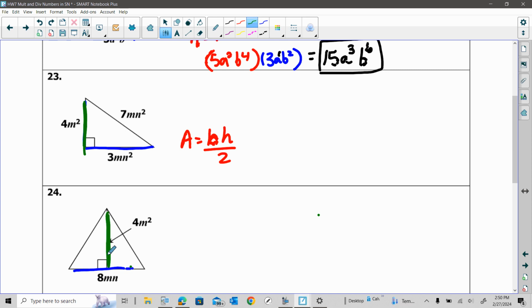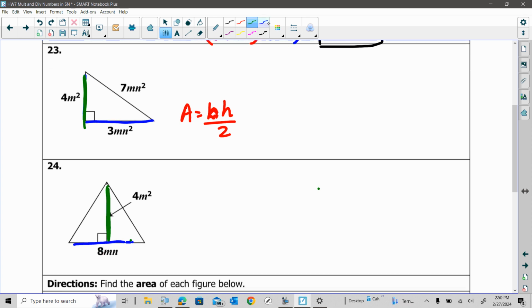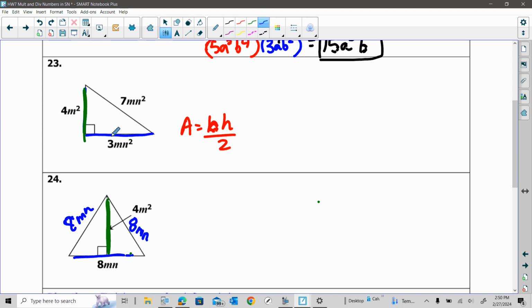Now on 24, they didn't do a good job on denoting this, but all the sides are 8mn. They're all 8mn to help you do your perimeter. So try 23 and 24.